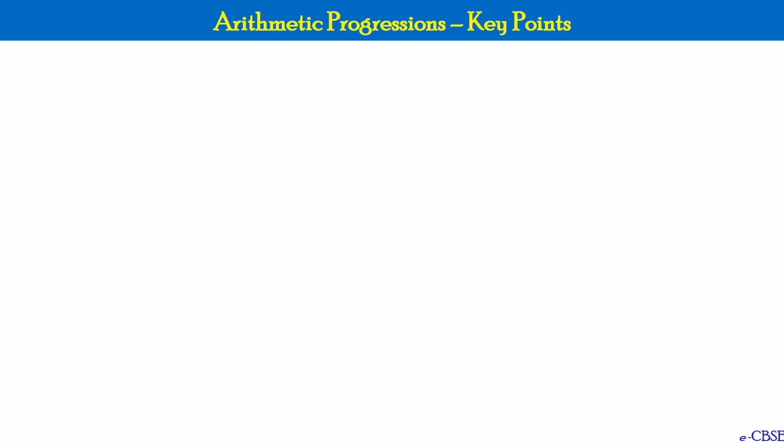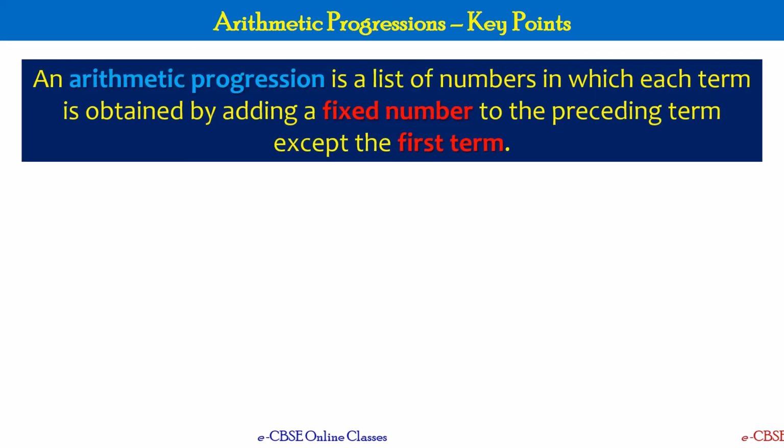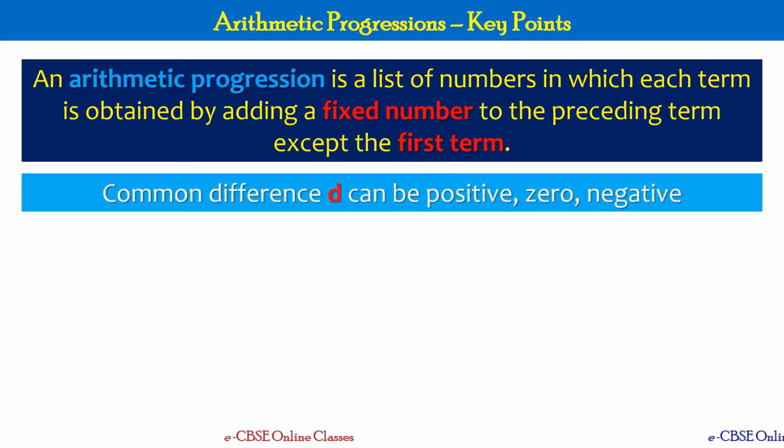Now let us quickly recap all the key points that we have learned about arithmetic progressions. 1. The definition. An arithmetic progression is a list of numbers in which each term is obtained by adding a fixed number to the preceding term except the first term. Common difference D can be positive, 0 or negative.